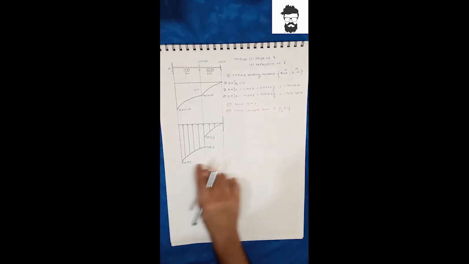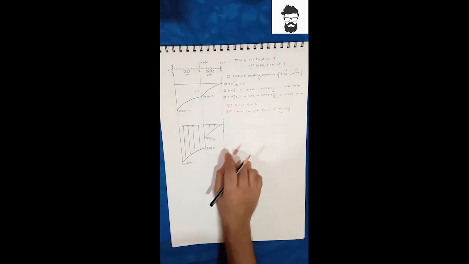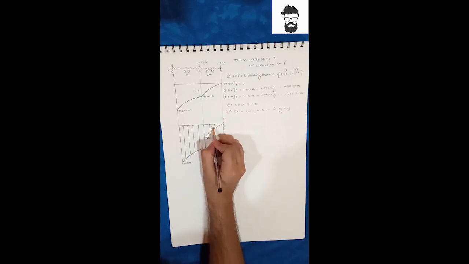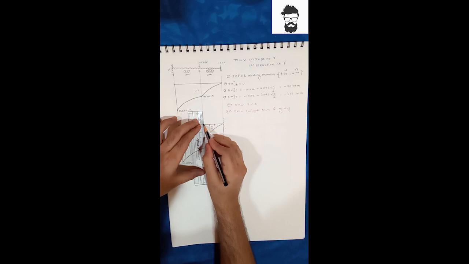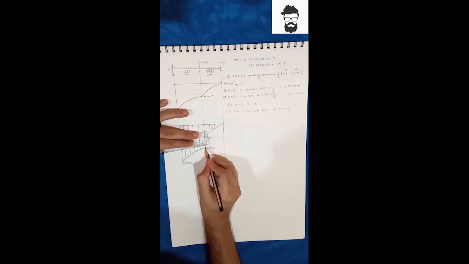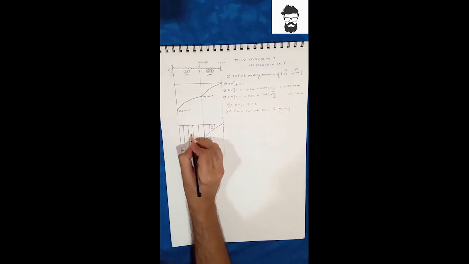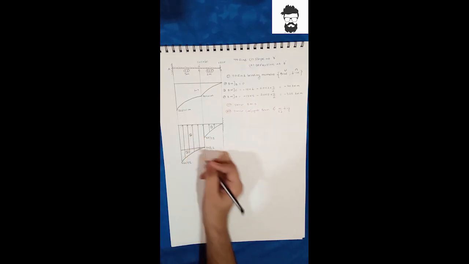Now let us divide this M by EI diagram into different parts. We can divide it into three parts. This is our first part, this is our second part, and this is our third part.